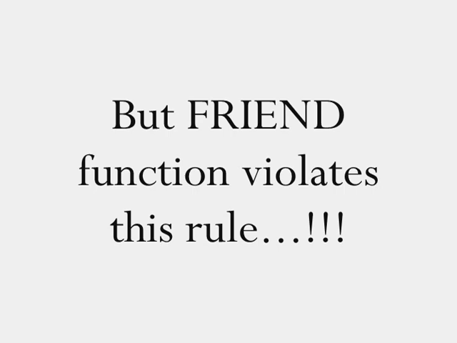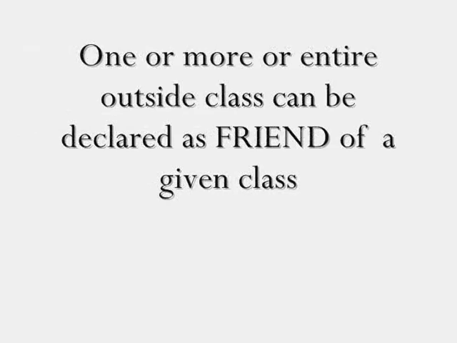The construct of friend allows this opaque wall to be selectively broken, and the case of one object sending a message to another object is common. So a friend function can be declared within a class, or a friend can be given to a class itself. That is, one or more outside functions or an entire outside class can be declared to be a friend of that class. So such a friend can access the private data and functions of the given class.